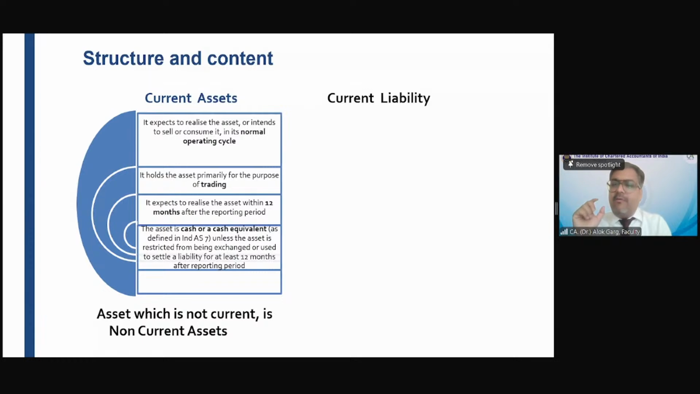And why has the standard included operating cycle? There are a lot of businesses which have a long gestation period, which involve a long production period. For example, an aircraft takes a longer period of time to get ready for sale. Number two, these kinds of assets also take a longer period of time for getting the money back from the customer. They have a longer credit period.